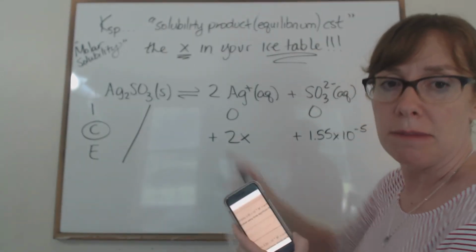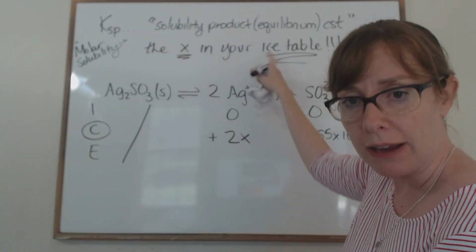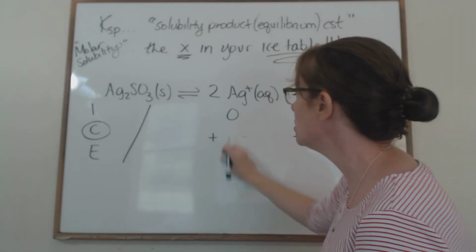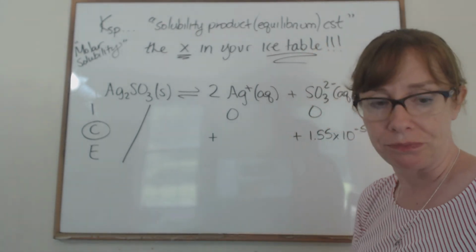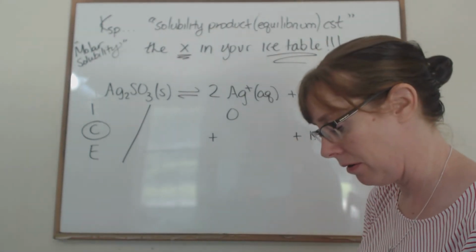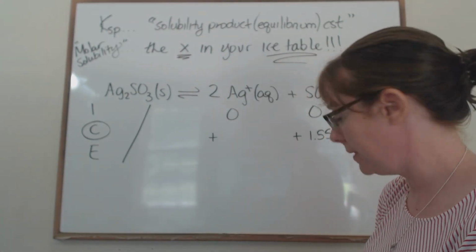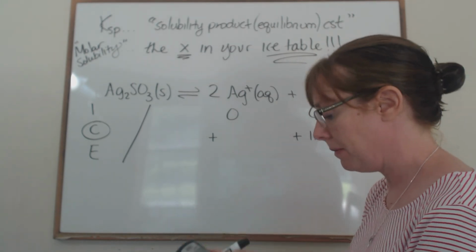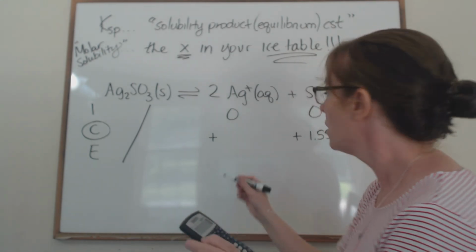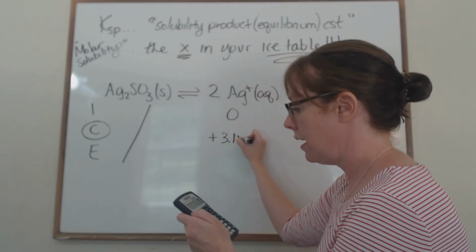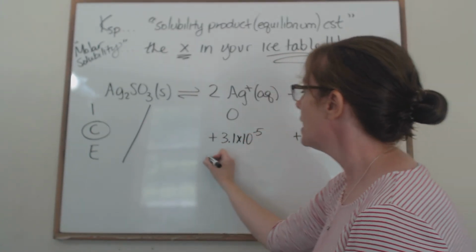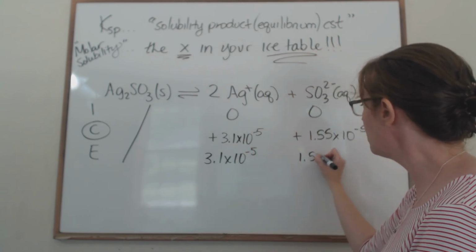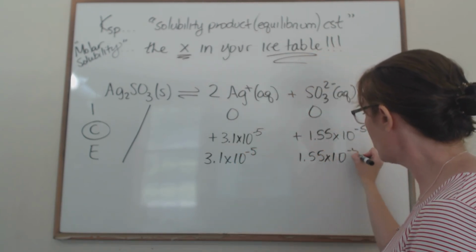That's the value of x. The molar solubility is the value of x in your ICE table. Now this one here, we have to put in 2 times that number because it's 2x. So I'm going to have to take that number, 1.55 times 10 to the negative 5th, and I'm going to have to times it by 2. And I am getting 3.1 times 10 to the minus 5th. And so these are the numbers that would go in this bottom row of your ICE table.